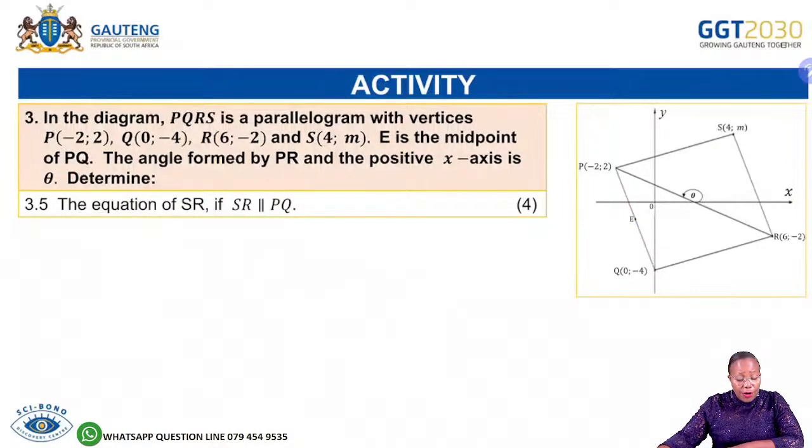Next activity 3.5, grade 12. We need the equation of SR. SR is this line here. If SR is parallel to PQ, do you still remember those conditions? If it's a parallelogram, therefore the two sides are equal. And this is worth 4 marks, grade 12. Let me give you 5 minutes to do this activity on your own and check how far you can go with this. Please analyze before you start answering. Your 5 minutes starts now.